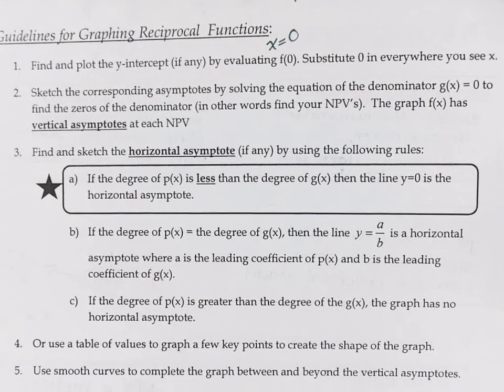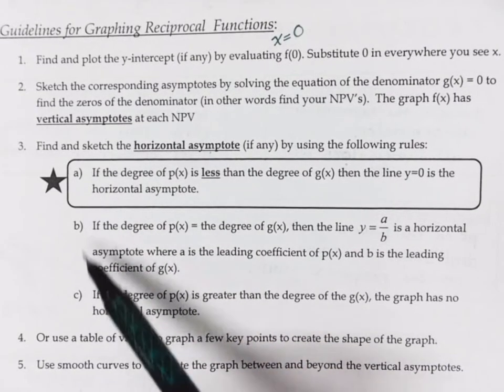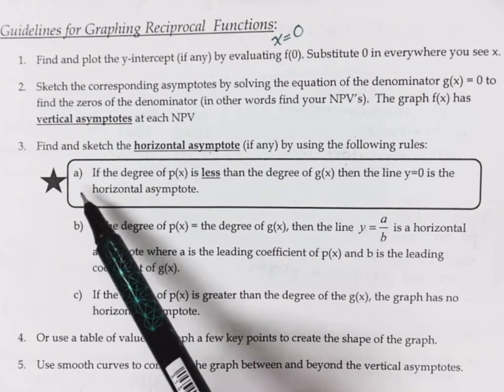Next, sketch the corresponding asymptotes by solving the equation of the denominator to find the zeros of the denominator. In other words, find your non-permissible values. Those are going to be your vertical asymptotes. So: y-intercept, vertical asymptotes. Now, to find your horizontal asymptote, there are 3 options, but I'm going to tell you right now that in grade 11, this is the only one.